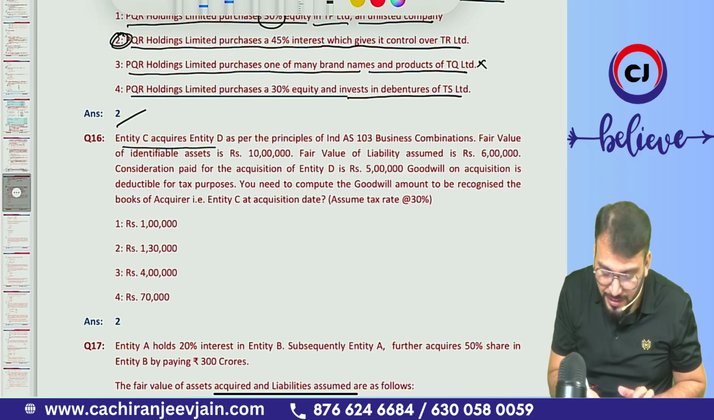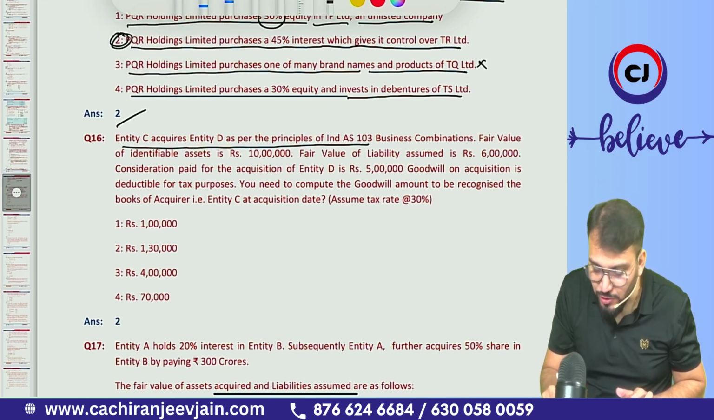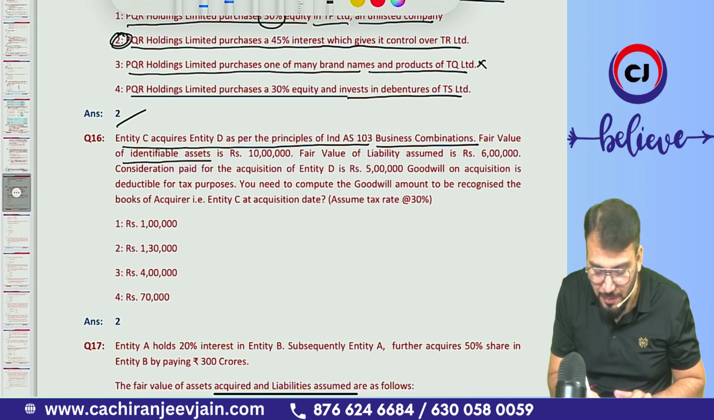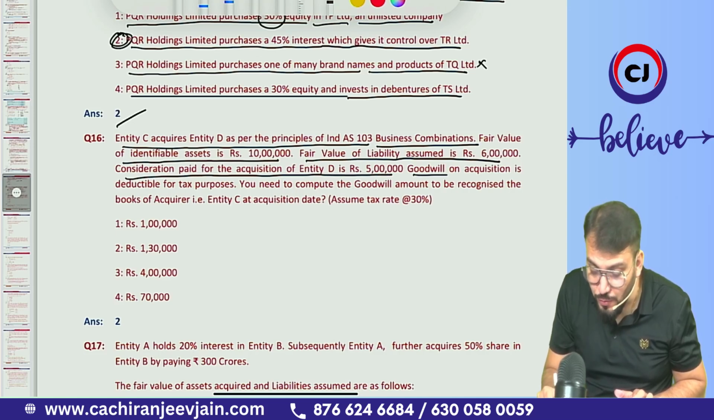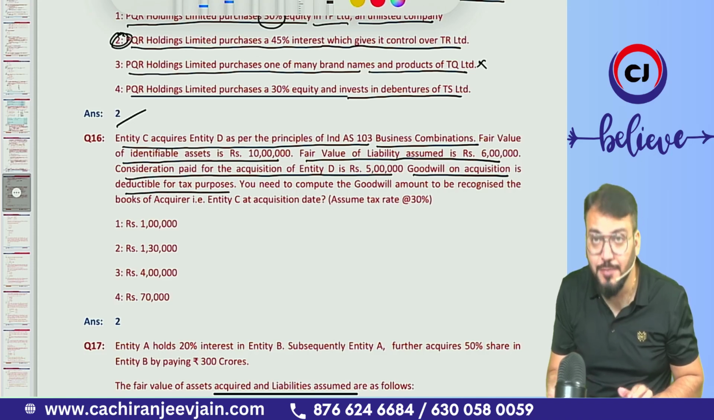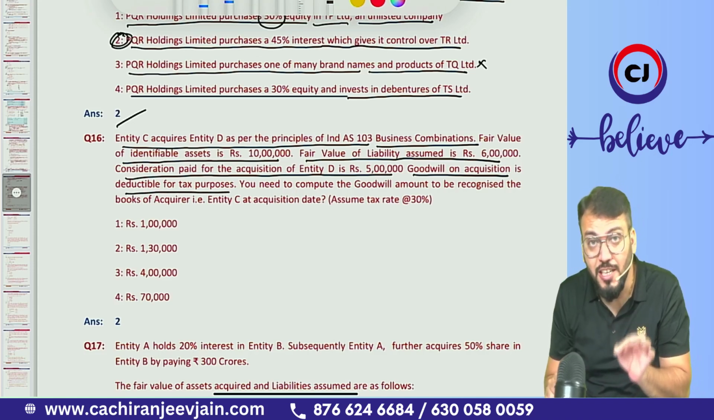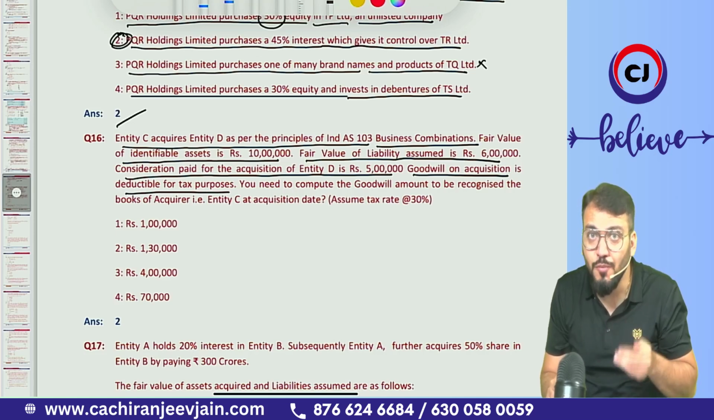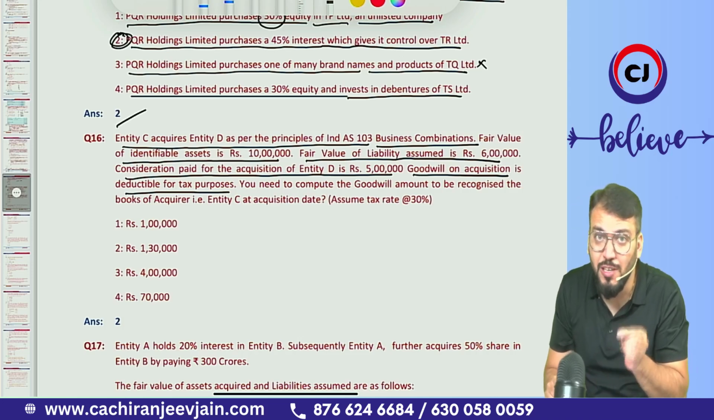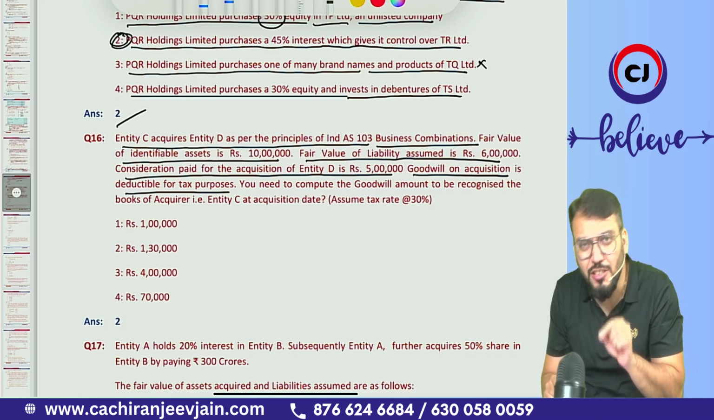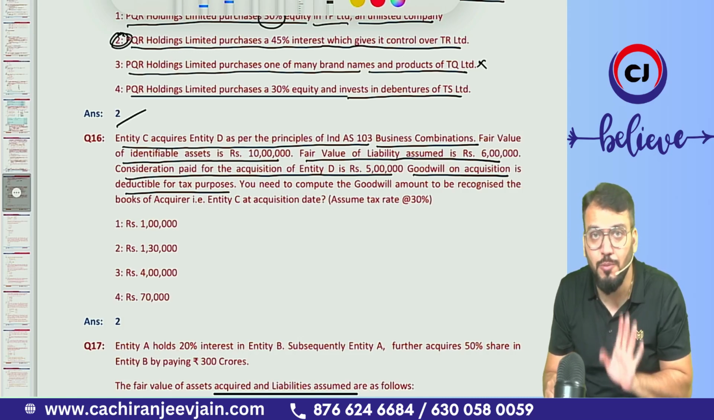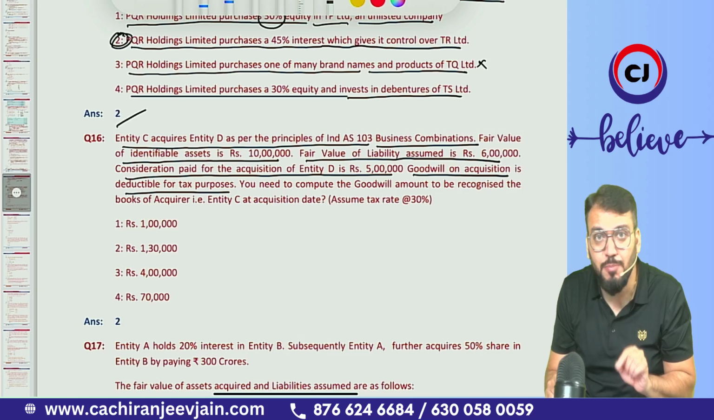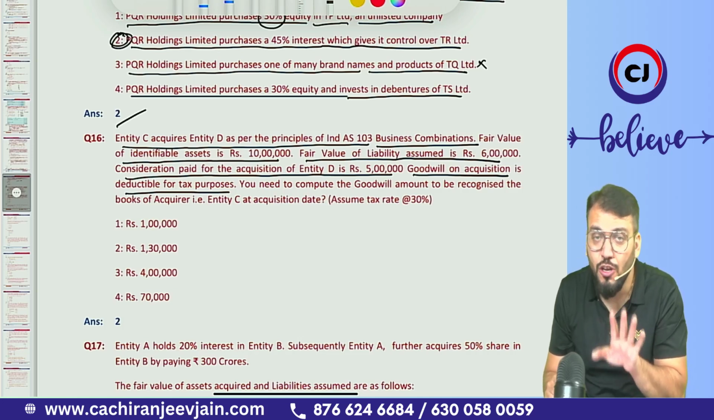Entity C acquires entity D as per the principles of Ind AS 103 Business Combination. Fair value of identifiable assets is 10 lakh. Fair value of liabilities assumed is 6 lakh. Consideration paid for the acquisition of entity D is 5 lakh. Goodwill on acquisition is deductible for tax purposes. Oh, they have given that goodwill is deductible for tax purposes, meaning this point has been given for calculation of deferred tax. Now whenever goodwill is deductible for tax purposes, we will calculate DTA or DTL on initial recognition of goodwill. But if goodwill is not deductible for tax purposes, we will not calculate any deferred tax on initial recognition of goodwill.